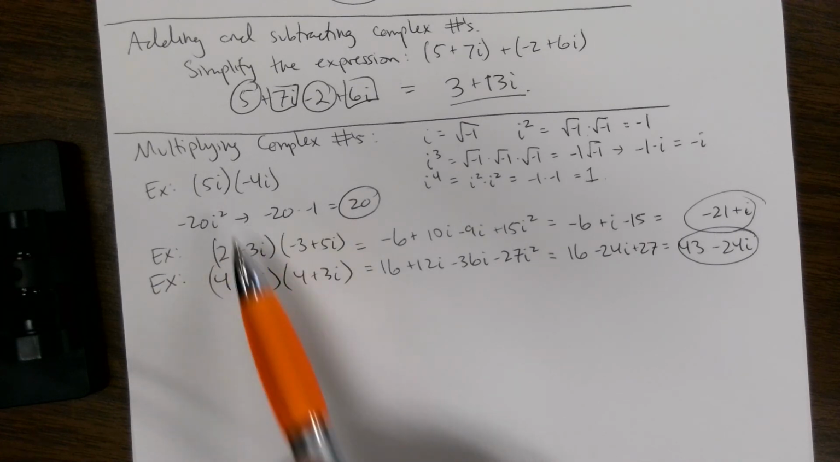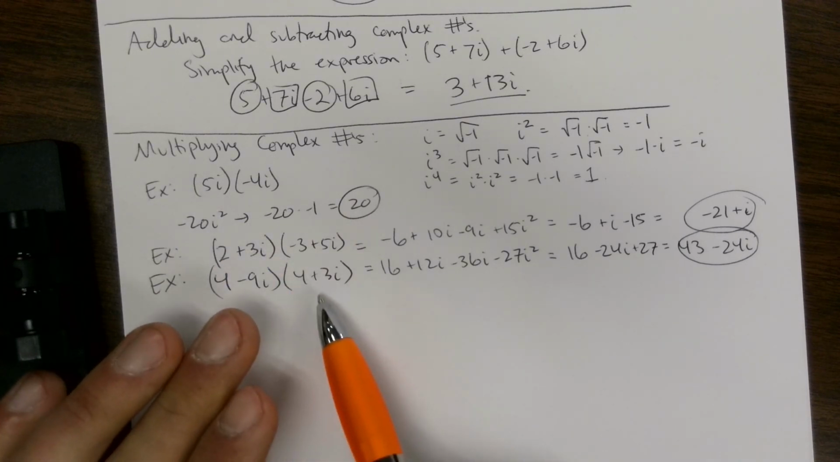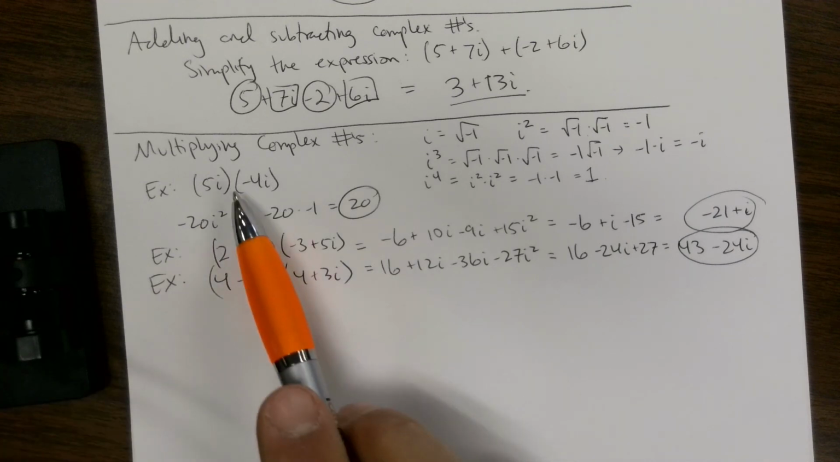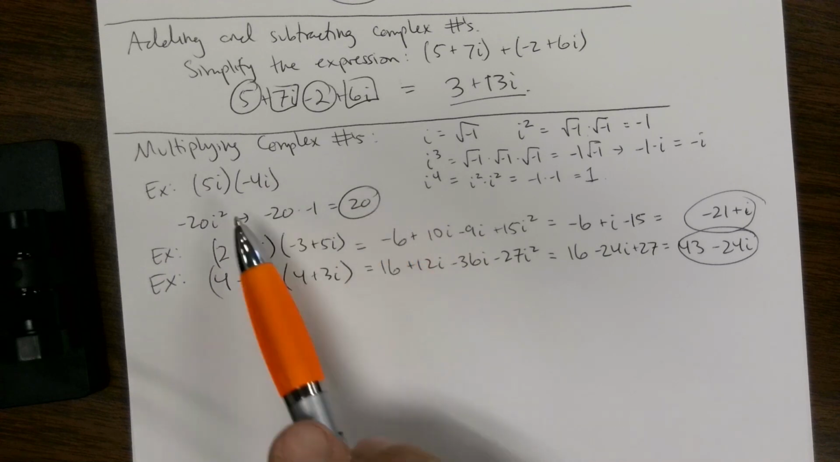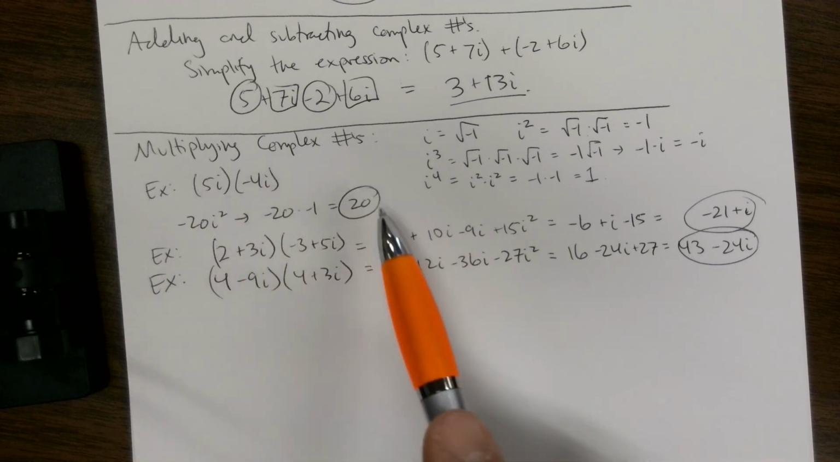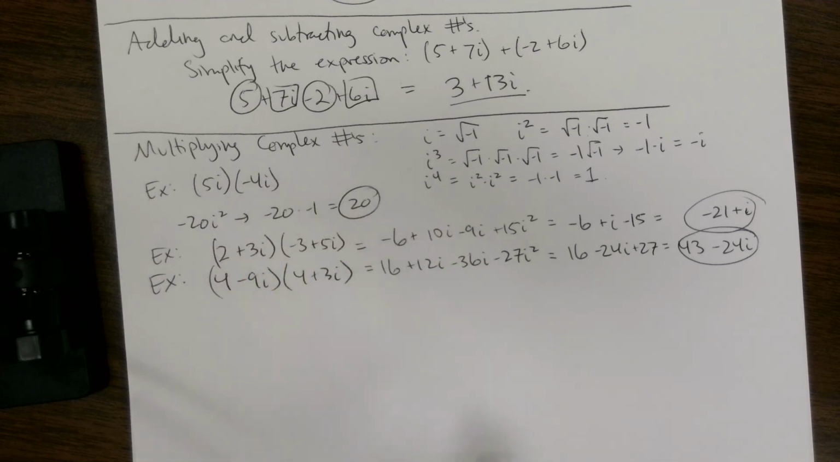Notice that the product of two complex numbers with the a plus bi form is a complex number. The product of two complex numbers with just the imaginary part is a real number. So two imaginary numbers multiplied together gives you a real number. I'm going to stop there.